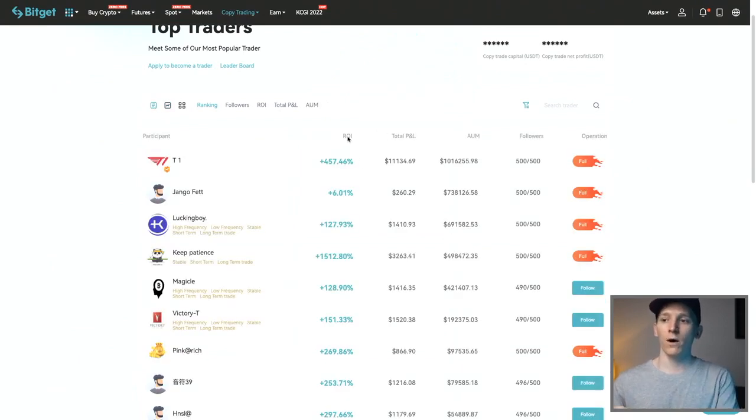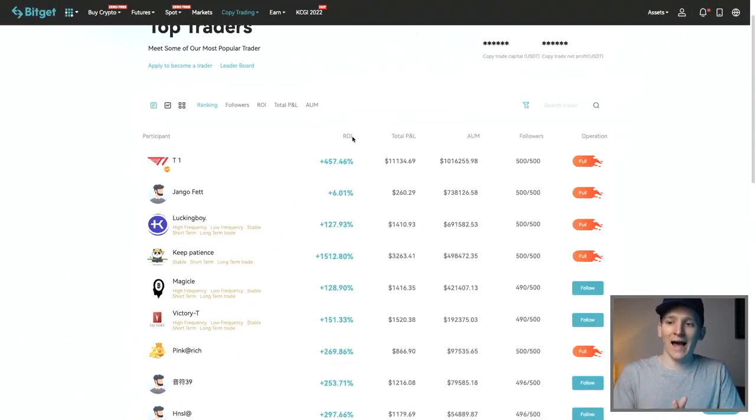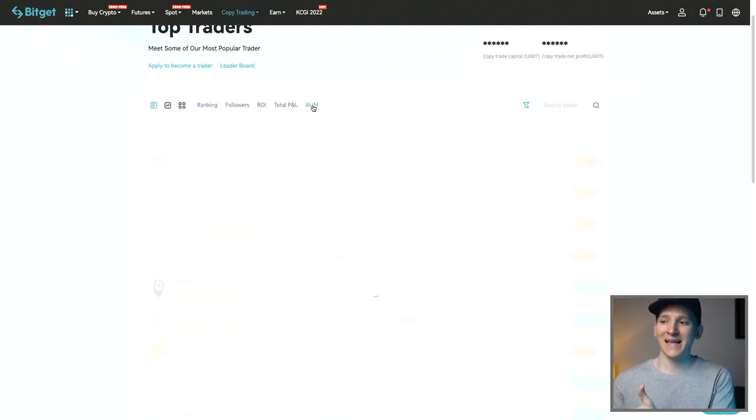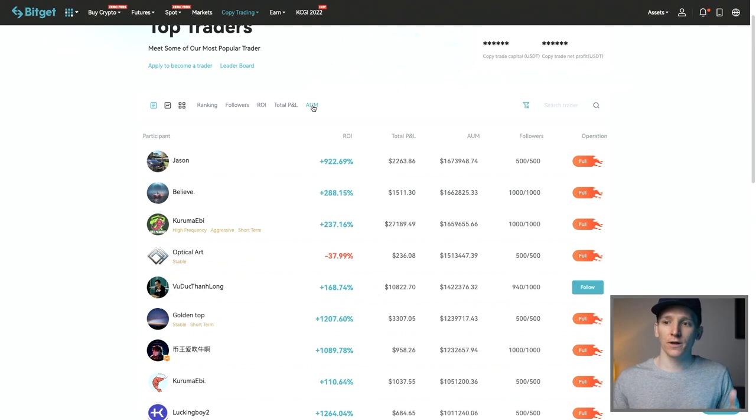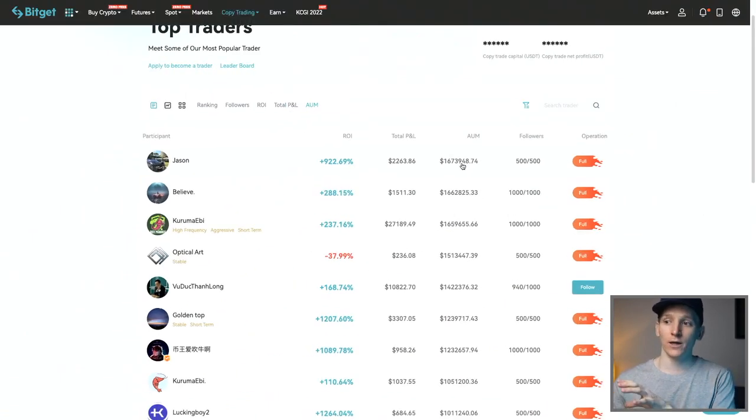So ROI is the return on your investment here. So this essentially says how profitable these traders are over time. You can obviously search for traders here if you know someone that's trading on here. You can also rank them by followers, AUM, which is assets under management, which is how large the account is. So you can see these guys have a lot of people that are actually putting money with them. So these are really decent amounts in terms of copy trading, and you can see how much they're making over time.